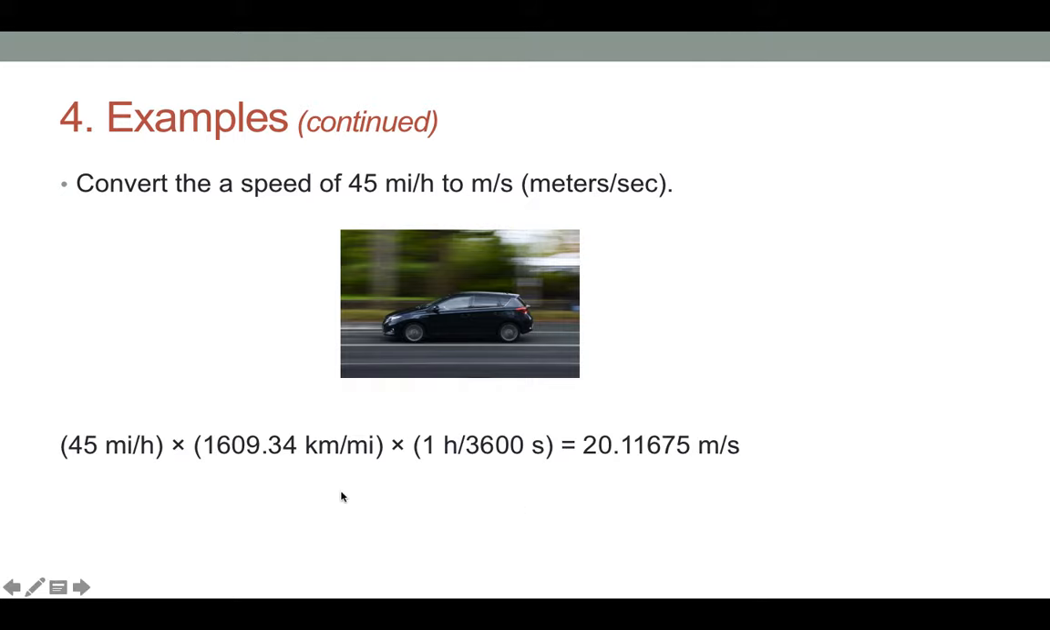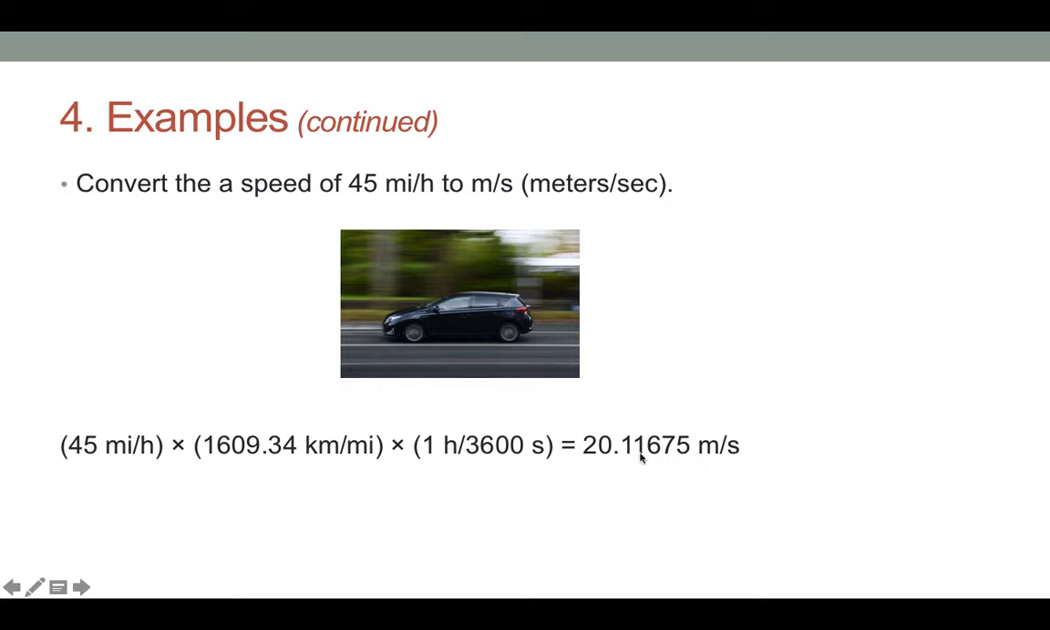Okay, the conversion is 45 miles per hour. Convert the miles to kilometers, and here's the conversion factor. And we convert hours to seconds. Remember, there are not 60, but 3,600 seconds in an hour. Again, plug all of that in your calculator, and you get this number.